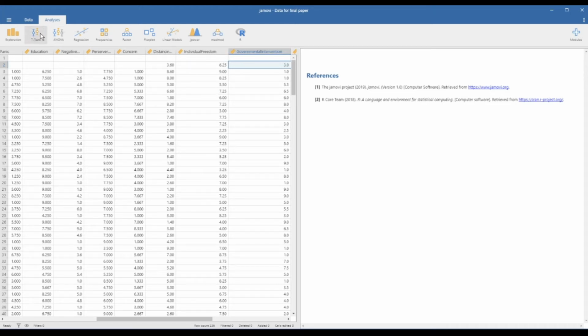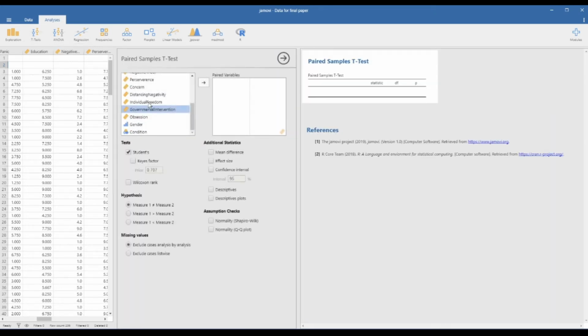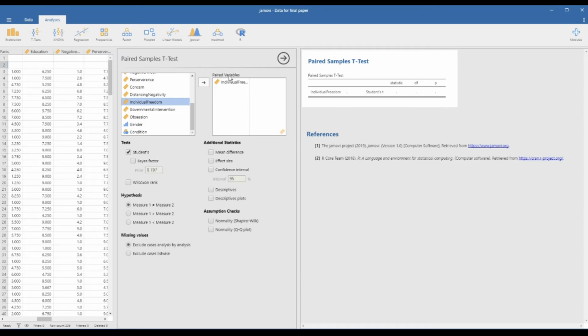So in JAMOVI, we're going to come up to t-test, and we're going to run a paired samples t-test. JAMOVI is going to give you this little section over here, in which you're telling it which of your variables you're pairing together. The first one is going to be individual freedom, which I'm putting on the left side of this little divider, and then I have people's support for governmental intervention.